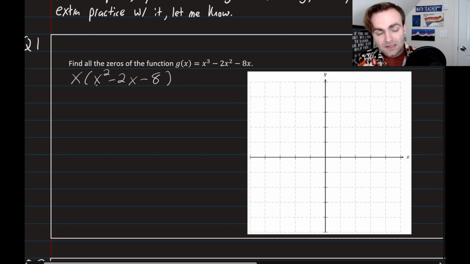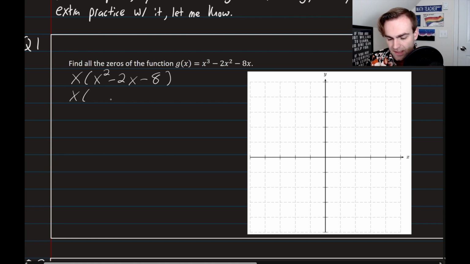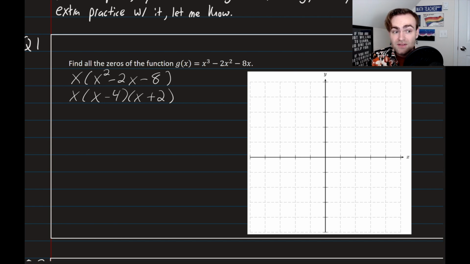And this is a quadratic that is factorable as well, so I'm going to factor that. So x times x minus 4 and x plus 2, since negative 4 and 2 multiply to negative 8, and negative 4 plus 2 is negative 2. So if you have a simple quadratic, that makes it a little bit easier for us. And from here, I can really see that 0, 4, and negative 2 are zeros here.